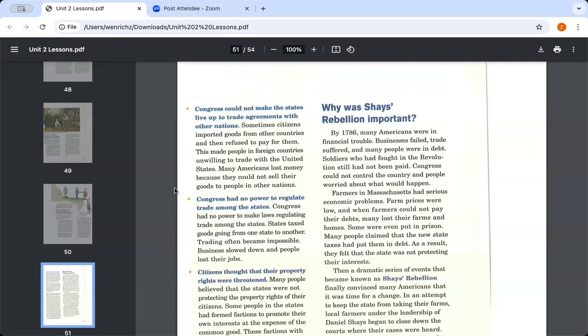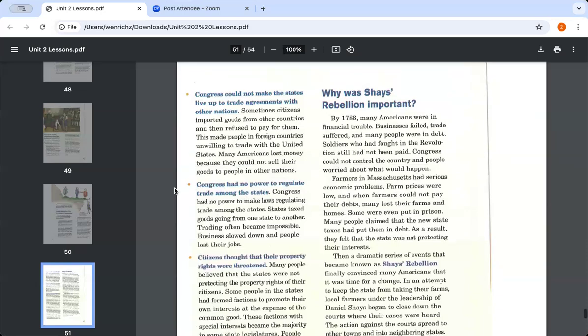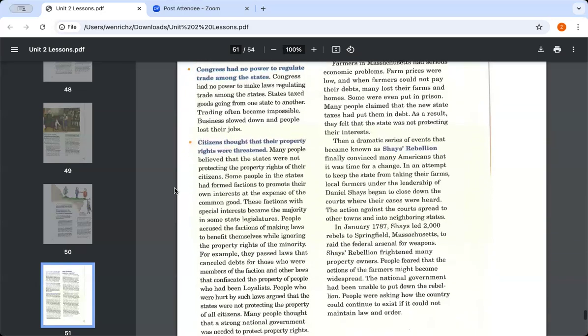Farmers in Massachusetts had serious economic problems. Farm prices were low, and when farmers could not pay their debts, many lost their farms and homes. Some were even put in prison. Many people claimed that the new state taxes had put them in debt. As a result, they felt the state was not protecting their interests.